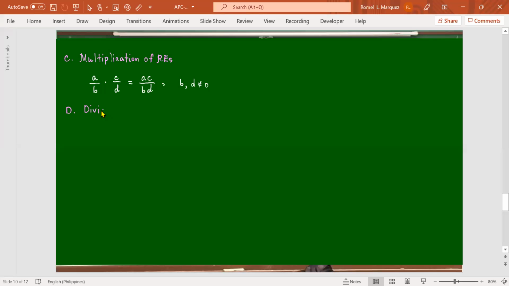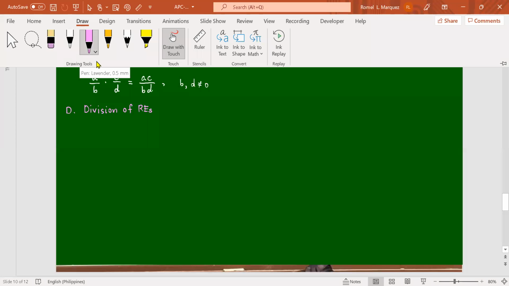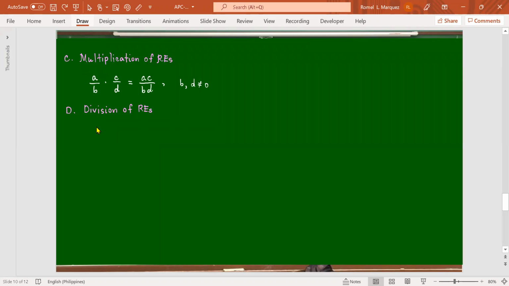What about division? If you are dividing a fraction or a rational expression by another rational expression, you convert to multiplication by taking the reciprocal of the divisor, then multiply it to the dividend. So if I have, for instance, A over B divided by C over D, this is equal to A over B multiplied to the reciprocal, or multiplicative inverse.